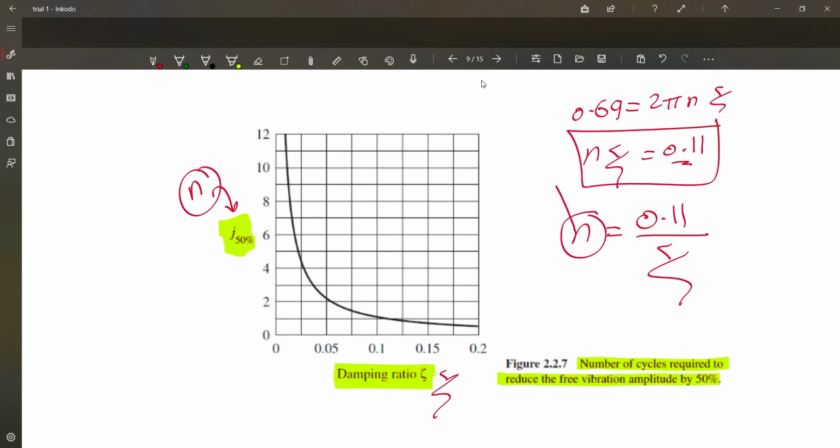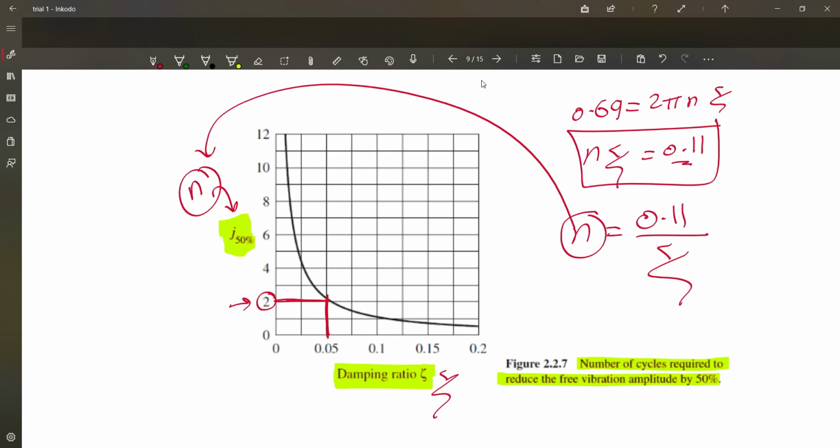So if we draw it here, you're going to find that this is the relation, with the thick line here. This means that at 0.05, okay, at 0.05, we're going to find that the number of cycles required to reduce the amplitude by 50% is 2.